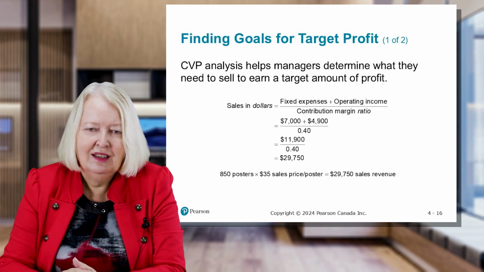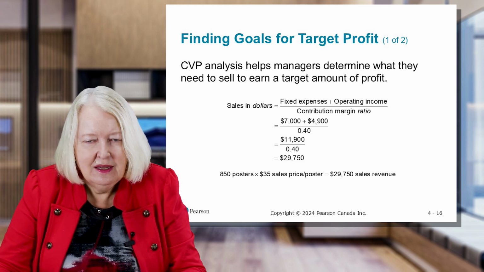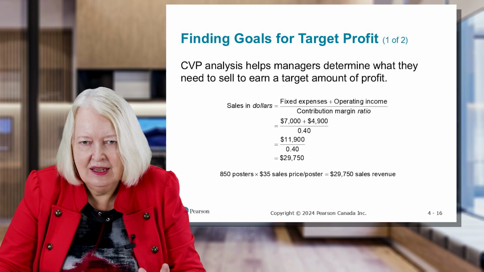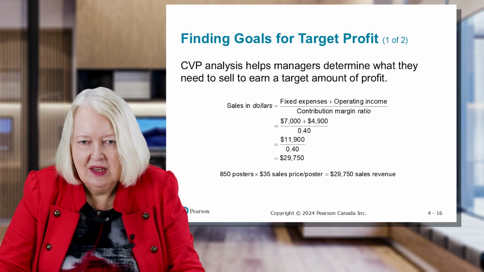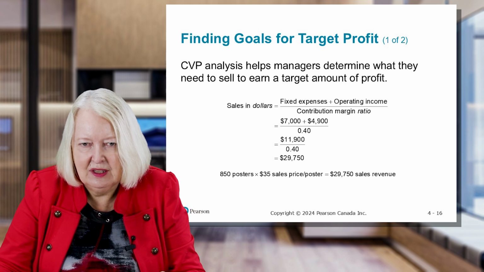So of course, companies want to do more than just break even. So CVP analysis is very useful to help business owners and managers determine how much they need to sell to make a certain amount or a target amount of profit. So in this example, they want to make $4,900 in operating income. So what you're trying to do here is figure out what the sales are going to have to be to achieve that level of income.